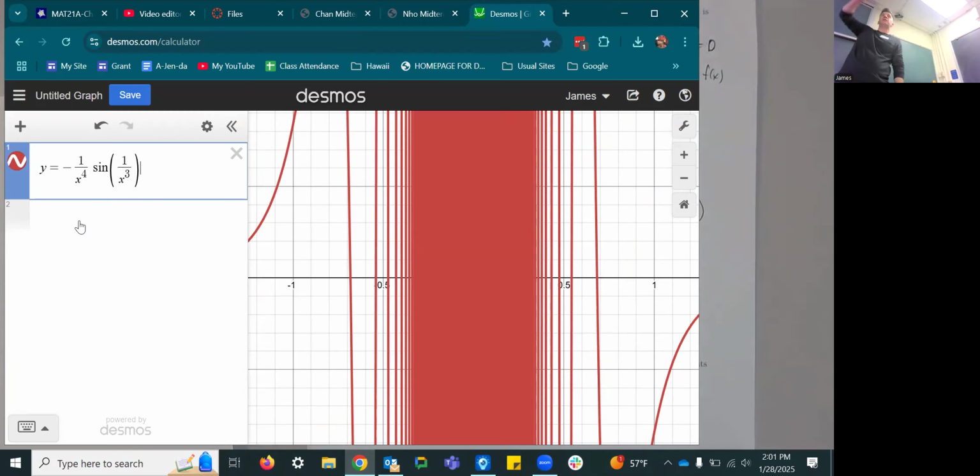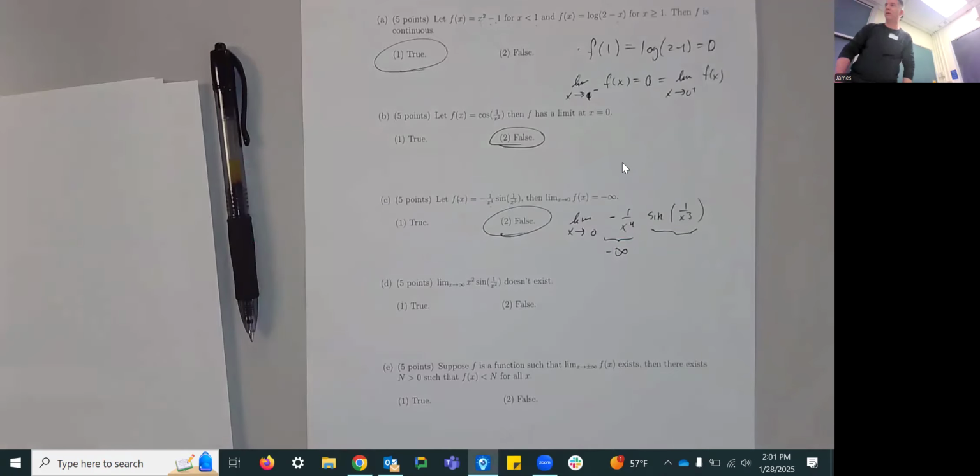It's doing this infinite oscillation thing, but oscillating between positive and negative infinity, which feels worse. Again, this is a great time to point out that we didn't have to justify our work, so great. Pretty sure it's false. I picked false.